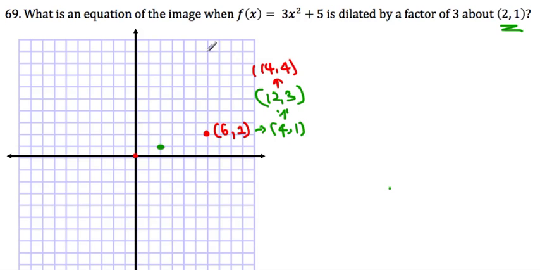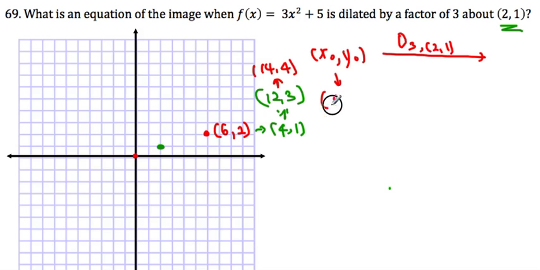Now, if you were to apply this kind of logic in general rules, such as (x naught, y naught), in order for us to dilate this by a factor of 3 about (2, 1), what we need to do is first translate it by negative 2, negative 1. So this becomes x naught minus 2 and y naught minus 1.